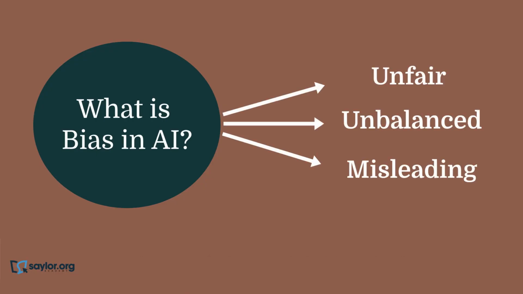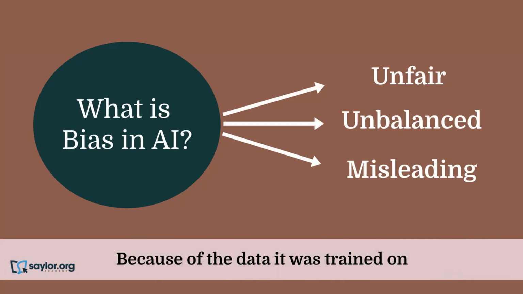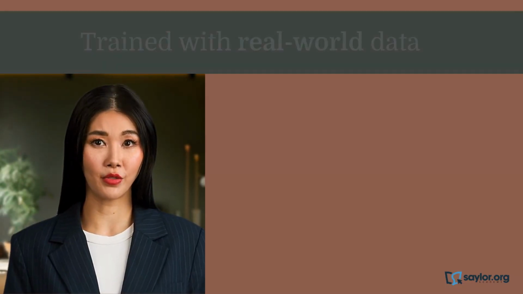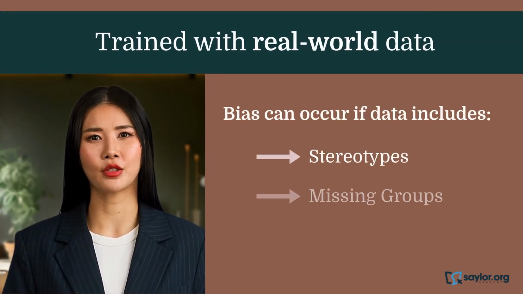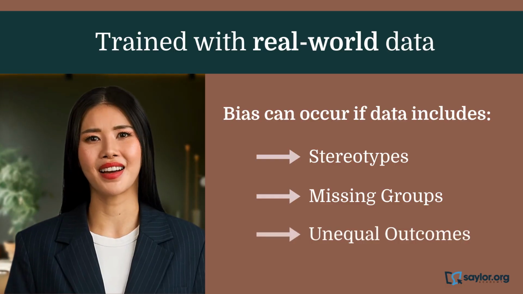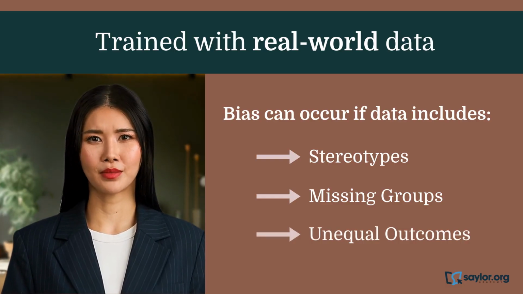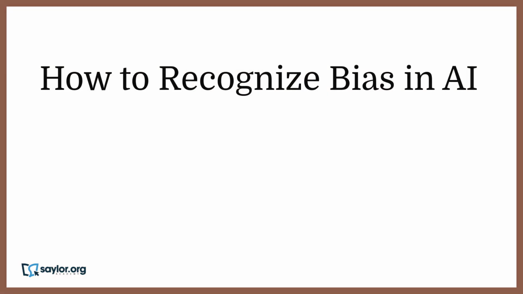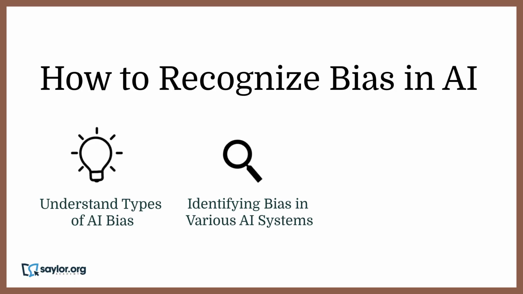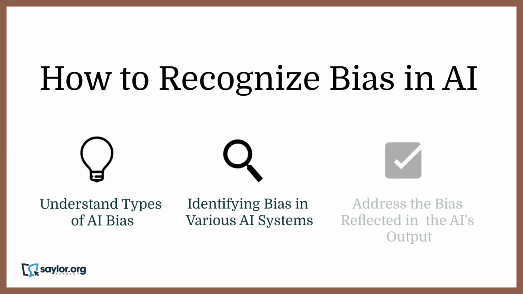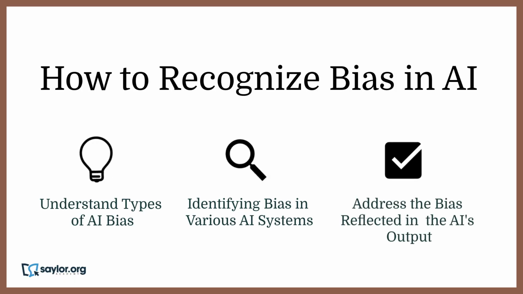Most often, this is because of the data it was trained on. AI is trained using real-world data. If that data includes stereotypes, missing groups, or unequal outcomes, the AI can repeat those same problems. To successfully recognize AI bias, it is essential to understand the different types of bias that can occur, identify the specific type present in various AI systems, and address the bias reflected in the AI's output.